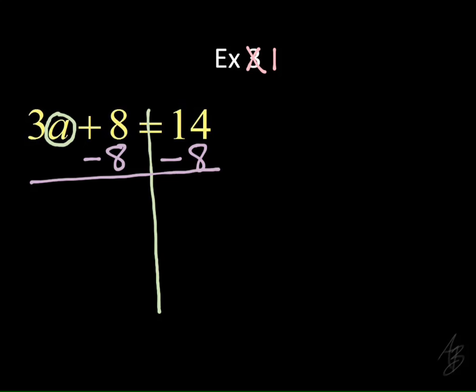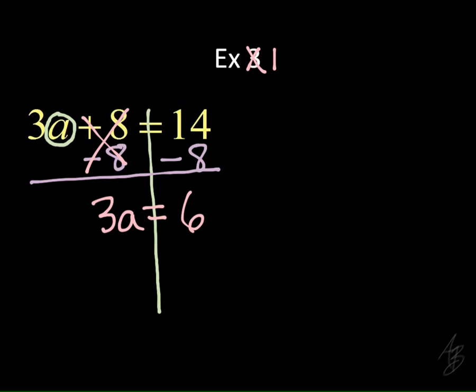Pretty straightforward. Here's the difference, though. Now, when the 8's cancel, I don't have the variable by itself. What do I have left on the left side? 3a. And on the right side, we have 14 minus 8, which is 6. So we have this equation now, 3a equals 6.